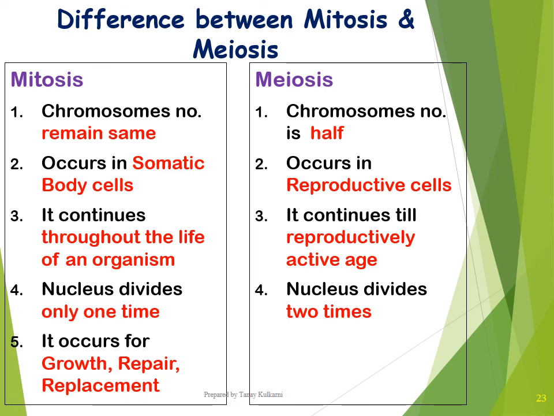Mitosis occurs for growth, repair and replacement, while meiosis occurs only for gamete formation. The point which I have not mentioned over here, I want you to remember or note down somewhere: at the end of mitosis, 2 daughter cells are produced, and at the end of meiosis, 4 daughter cells are produced. Okay?